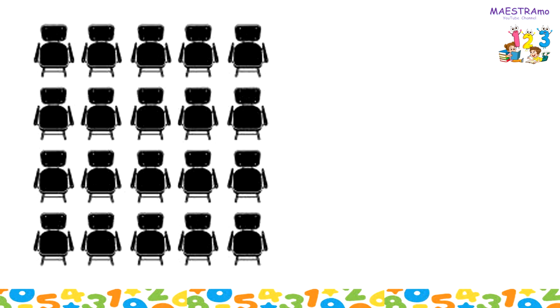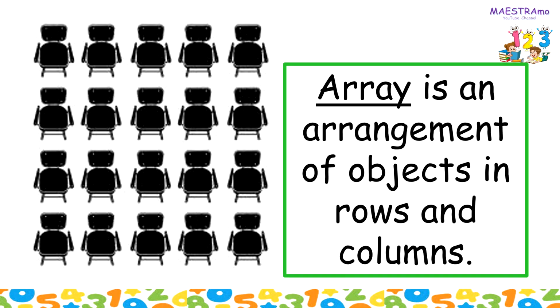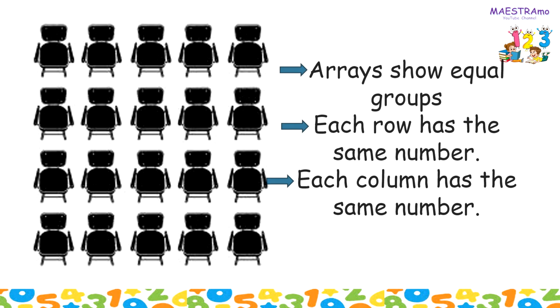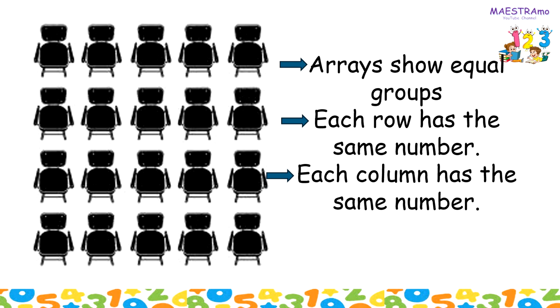When the objects are arranged like this, it is called an array. Array is an arrangement of objects in rows and columns. And we can use arrays to get the total number of objects. Arrays show equal groups. Each row has the same number. Each column has the same number.